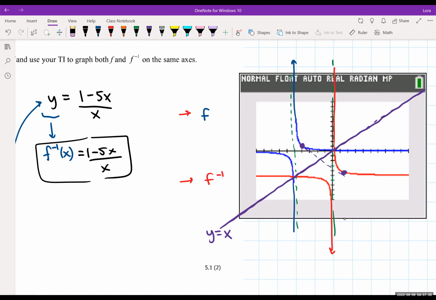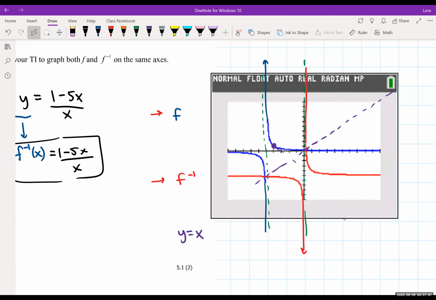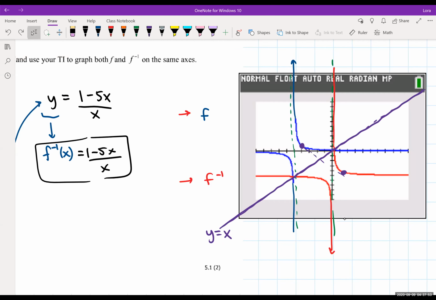So I'll allow you to explore that, but that's a great way to tell if you've actually found the correct inverse algebraically. If you can fold, well, you can't really fold your calculator, but if you could fold along the line y equals x, then you could kind of have a better idea that, oh, I'm on the right track. So I hope this helps. I'll see you for the next example.